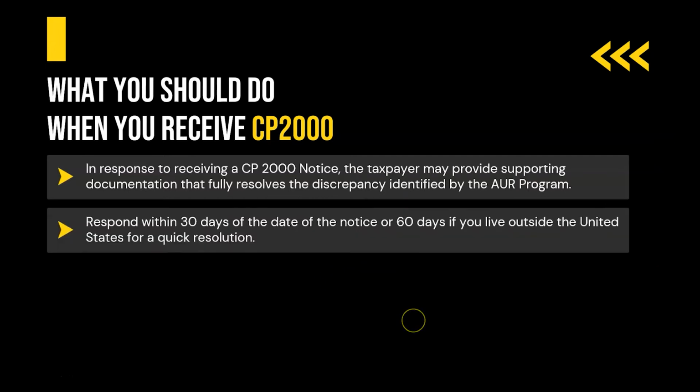Now, you are required to respond to the CP2000 notice within 30 days of the date of the notice, or 60 days if you live outside the United States. If you want a quick resolution, you should take notice of these dates. 30 days if your principal residence is in the US, 60 days if you live outside the US.